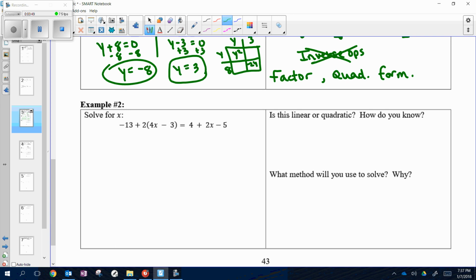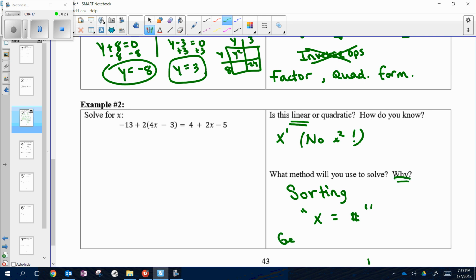Example 2. This one's linear. Do you know why? Think for a minute, see if you know why. If you said it's because there's only an x to the first power, I don't see any x squares. That's why. What method will you use to solve them? Let's use sorting, where we get all the x's on one side and numbers on the other side of the equal sign. And why are we doing that? Because we want to get x alone.